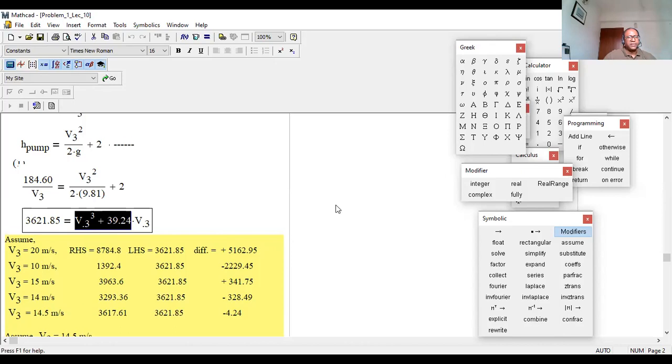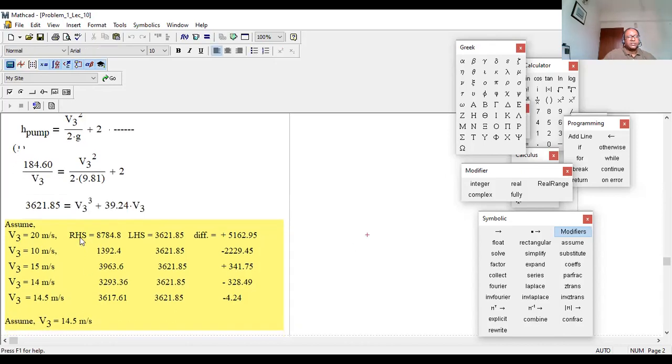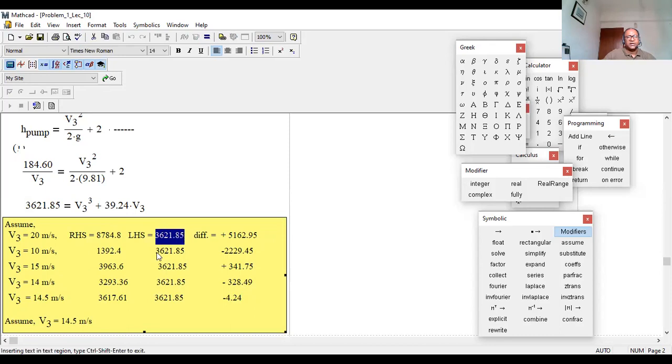So what I did, I write down the left side of my equation, this value, right? The value always remains constant. Then I assume the velocity. First I'm saying 20 meters per second. So my right side is coming this much, the left side was this much. What is the difference? Right over here, too high. If the difference is 0, then my solution is accurate, right?